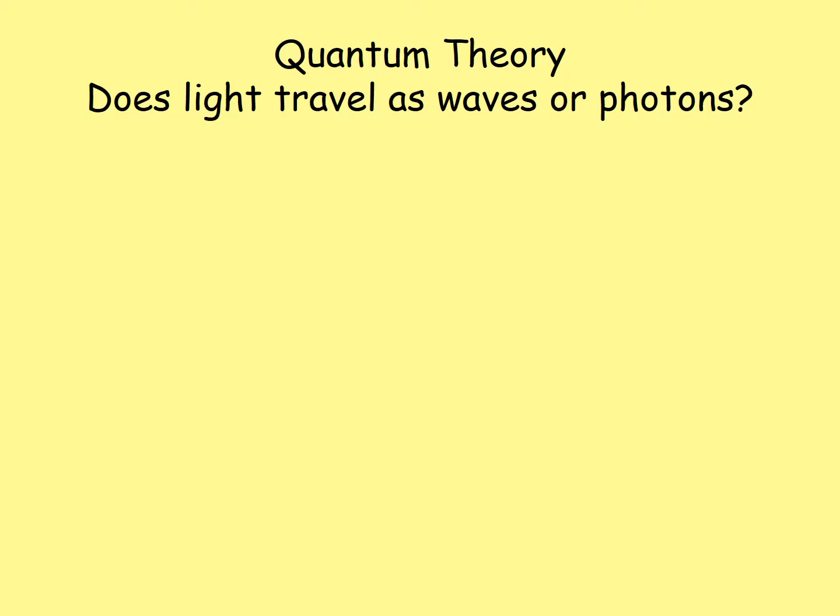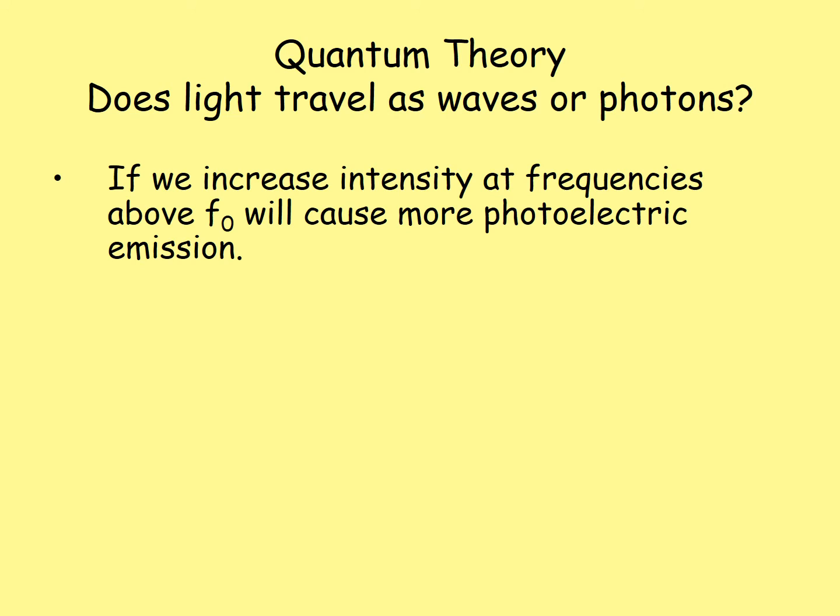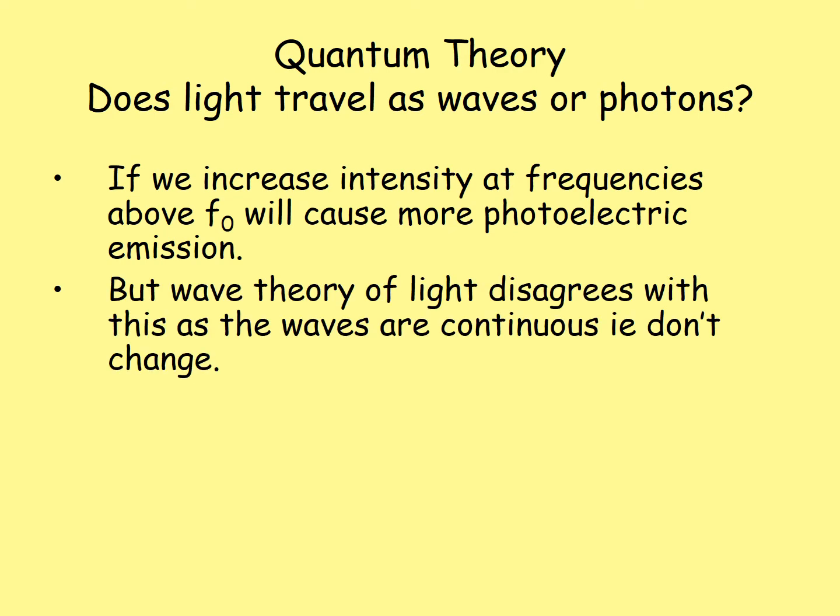So this leads us on to quantum theory. Does light travel as waves or photons? Well, we know that if we increase the intensity of light at frequencies which are above the threshold frequency, more photoelectric emission will take place. We explained that in the previous slide. The wave theory of light seems to disagree with this, as in wave theory we consider light to be a continuous wave, as in they don't change. Now, a continuous wave shouldn't produce more photoelectric effect as the intensity is increasing, because it should be exactly the same.